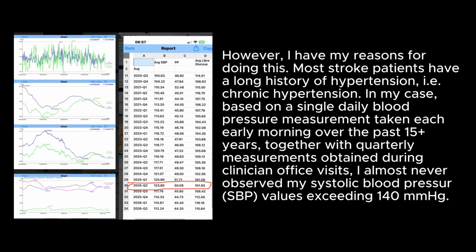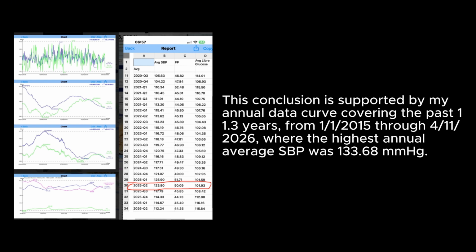Most stroke patients have a long history of hypertension. In my case, based on a single daily blood pressure measurement taken each early morning over the past 15 years, together with quarterly measurements obtained during clinician office visits, I almost never observed my systolic blood pressure (SPP) values exceeding 140 mmHg. This conclusion is supported by my annual data curve covering the past 11.3 years, from the 1st of January 2015 through the 11th of April 2026, where the highest annual average SPP was 133.68 mmHg.